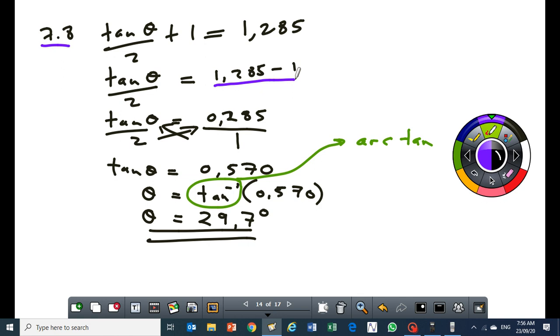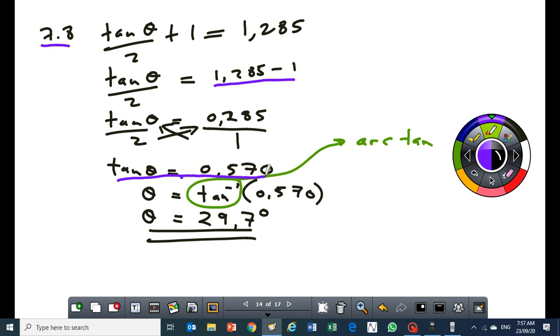On the left, you will be having tan theta over 2. The denominator of that 0,285 is a 1. Then I cross multiply. I've emphasized this concept of cross multiplication because it makes things very easy for you when you are solving. Then you get tan theta on its own. I made tan theta the subject.